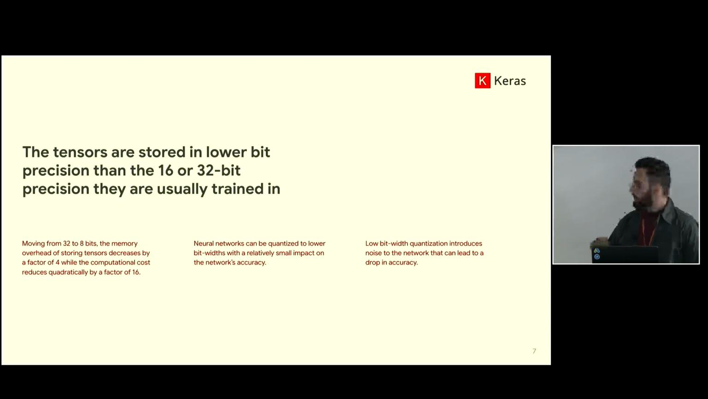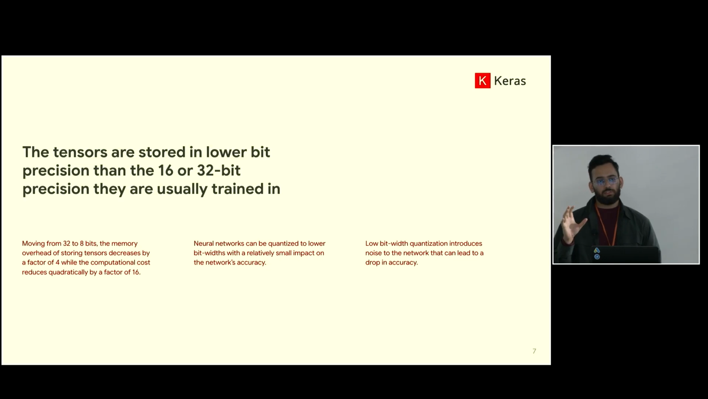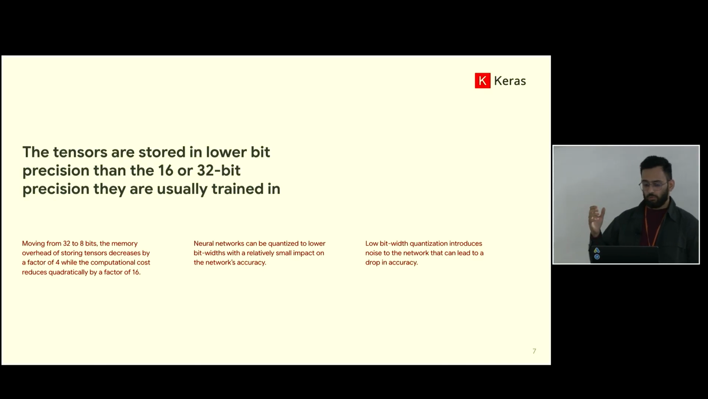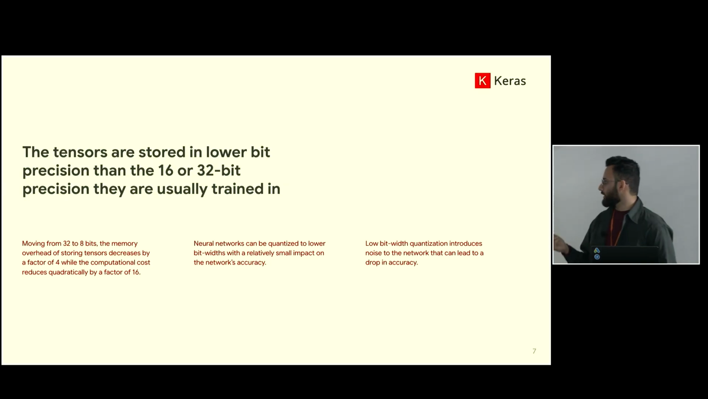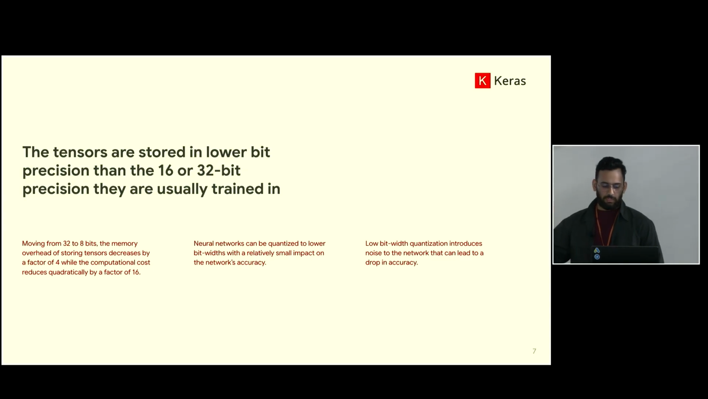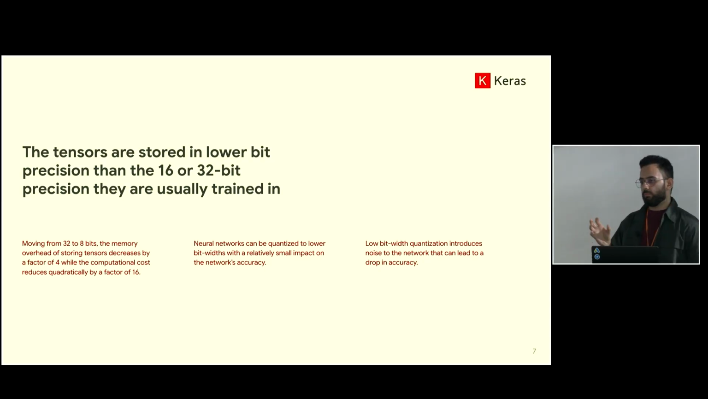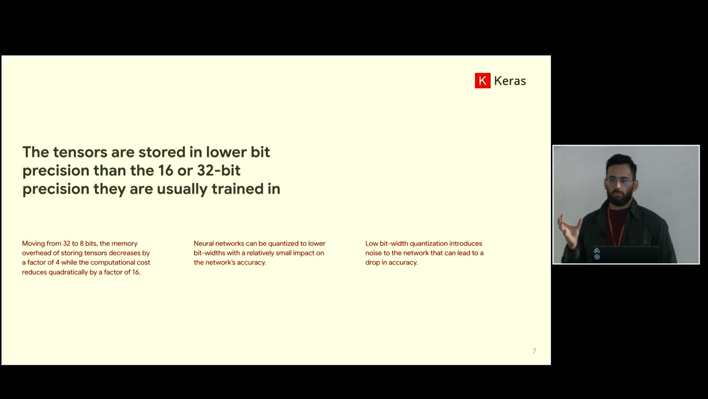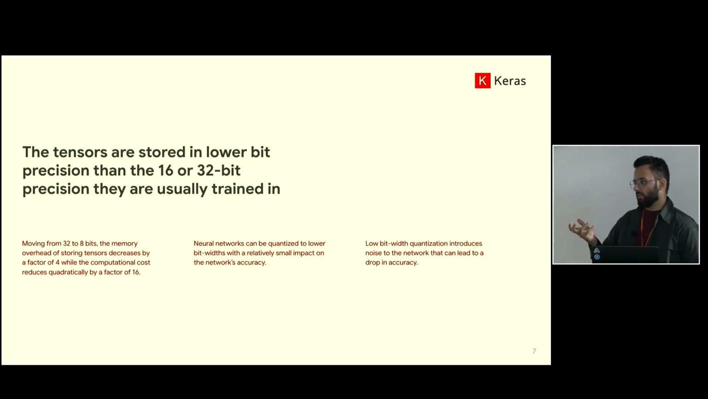So let's go a little bit deeper. When you have tensors that are stored in 32 bits, and you go down to something like 8 bits, the most immediate benefit that you see here is that your storage overhead decreases by a factor of 4, which is pretty easy to see. And the computational cost also reduces quadratically by a factor of 16. How do we get 16 or the quadratic decrease? If you multiply two 32-bit numbers, you get a 1024-bit result. And if you multiply two 8-bit numbers, you get a 64-bit result, which is a 16 times decrease, right?